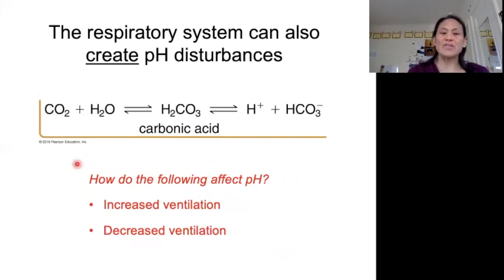So let's take a look at these situations. How does each of these situations affect pH? How does increased ventilation affect pH? How does decreased ventilation affect pH? So go ahead, hit pause, think about that, and come back when you're ready.